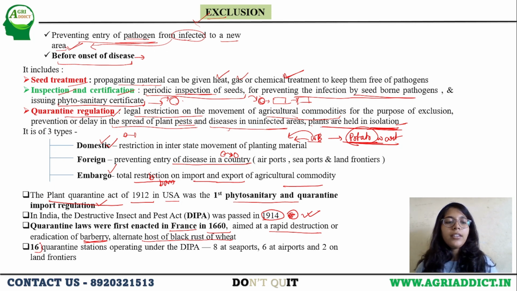And currently in India, there are 16 quarantine stations that work under DIPA. 8 are at seaports, 6 are at airports, and 2 on land frontiers.